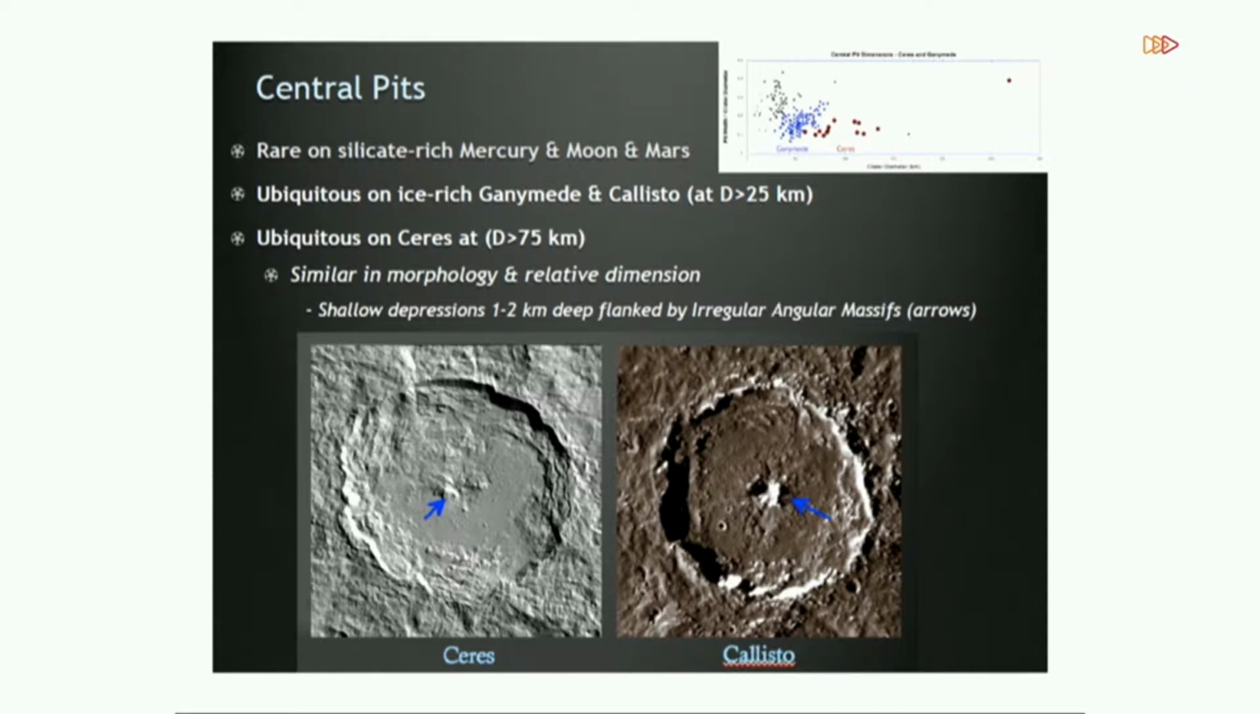And this example shows a shaded relief version of the topography, so it wipes out the albedo stain, but you see this massif standing off to one side, and you see the same sort of thing here on Callisto. There's a large massif to the east, but it's actually rimless around most of it, so that's fairly similar to what you see at Occator. So basically you have shallow depressions 1 to 2 kilometers deep, flanked by irregular massifs.